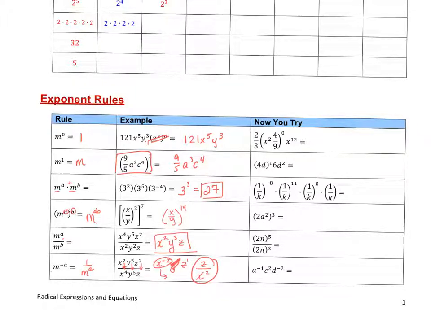So pause the video and try to do the problems that say now you try, and hit play when you're ready to see the answers.